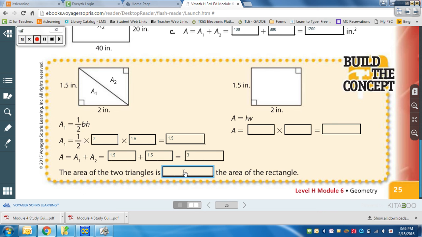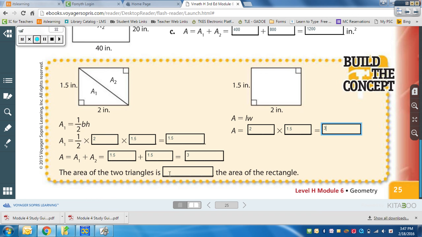So the area of the two triangles is 3 inches squared. So let's take a look at the rectangle. The area of the rectangle is length times width. What is the length of our rectangle? It is 2. What is the width of our rectangle, or the height? 1.5. What is 2 times 1.5? 2 times 1.5 is 3.